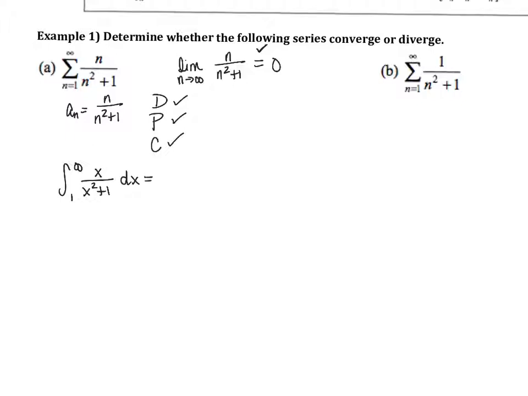So first, to evaluate this, I've got to rewrite it as a limit. So I'll rewrite it as the limit as b approaches infinity of the integral from 1 to b of x over x squared plus 1 dx. Next, I have to actually evaluate that antiderivative, and I'm going to come down here to do that and do an aside because I'm going to have to use a u sub.